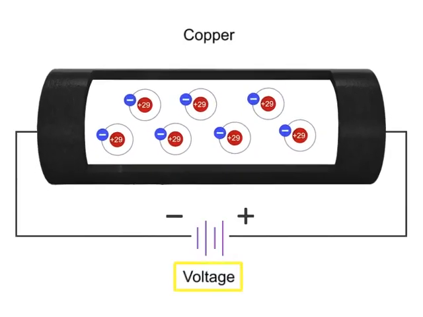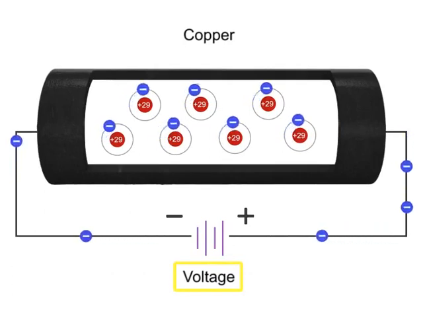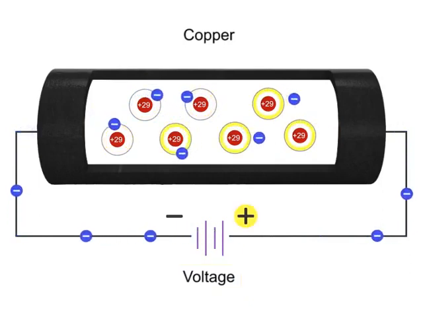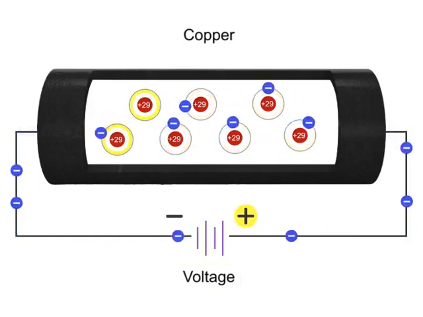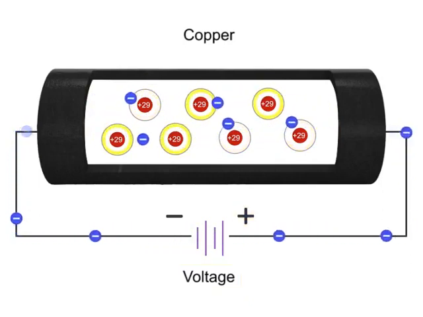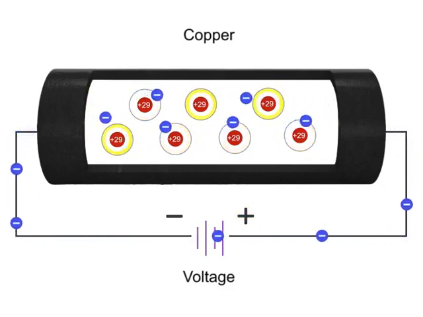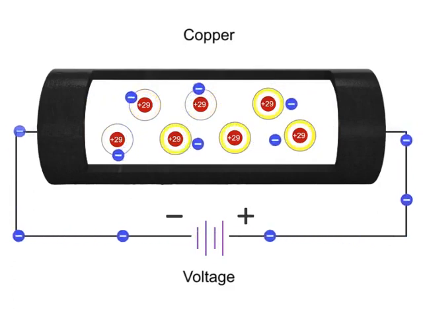When a voltage is introduced to the copper wire, the electrons can be directed through the wire with the electrons moving towards the positive end of the source voltage. This movement or flow of electrons in one direction is called electron current flow or just current.